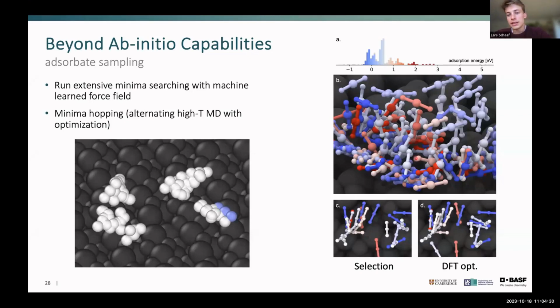And so what that means is that, firstly, if you minimize a single configuration and take that as your adsorption energy, then you might get stuck in a high energy minimum that has nothing to do with the thermodynamically relevant adsorption energy that you would need to do any sort of catalytic screening or whatever. And secondly, it means that you need a very accurate and much faster method in order to do this extensive sampling.